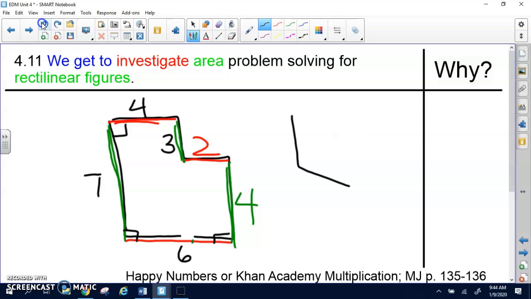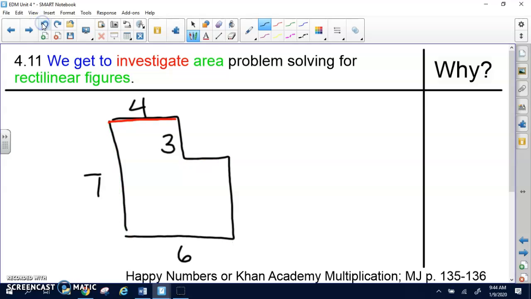Step 2 involves breaking this rectilinear figure into pieces, and we have to visualize. You can draw this out or visualize it. We know these formulas for finding area. There's one of two ways to do this. We can find the area of a rectangle that looks like this and a rectangle that looks like this.